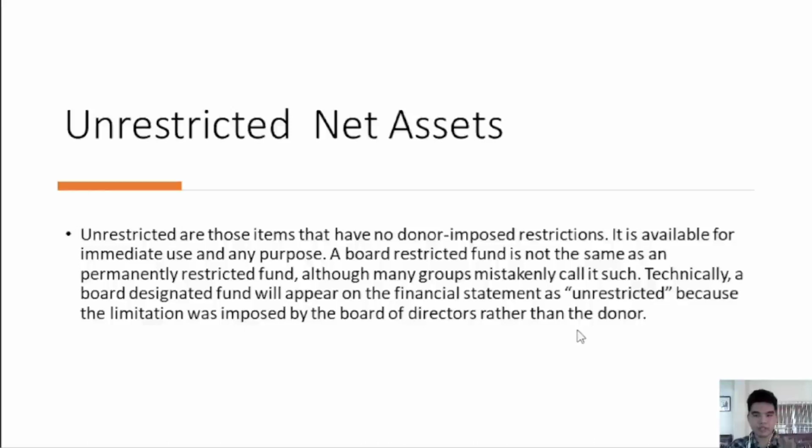Let's give an example for this one. For example, a certain donor donated 1 million to be used for the general functions of the NPO. So basically, it is unrestricted, so it will be classified as unrestricted net assets. Moreover, you should remember this one: a board-restricted fund is not the same as a permanently restricted fund, although a lot of people mistakenly call it such.